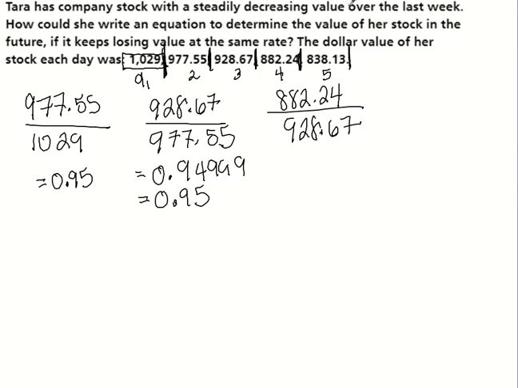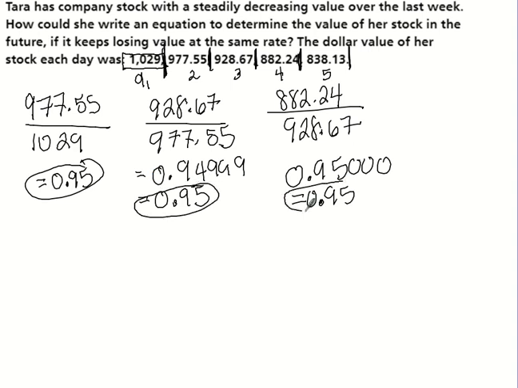So 882.24 divided by 928.67. Yeah, it's back to about 9/500ths. It's got a couple zeros even. So we can say our common ratio is 9/500ths, okay? They're all basically 9/500ths. We are talking about money, so we would probably round them anyways.